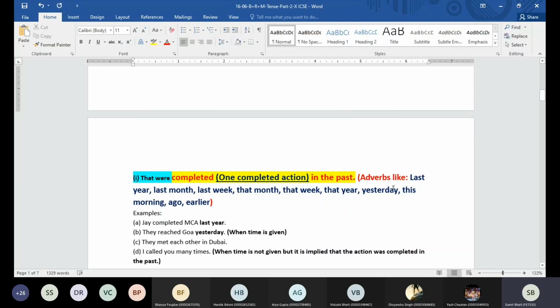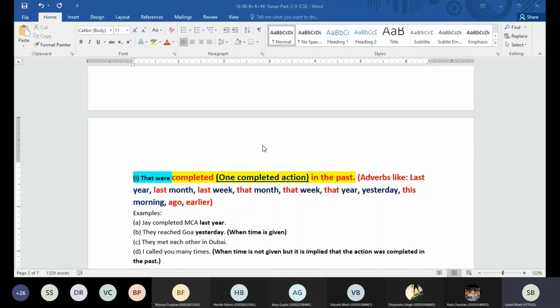Now these are the adverbs, guys, which are going to help you to understand, okay, we have to use simple past here and not present perfect tense. So if you ever get a word like last year, okay, last month, last week, or words like that month, that week, that year, or yesterday, okay, this morning also, and ago we get, earlier we get. In all these cases, we are supposed to use which tense?